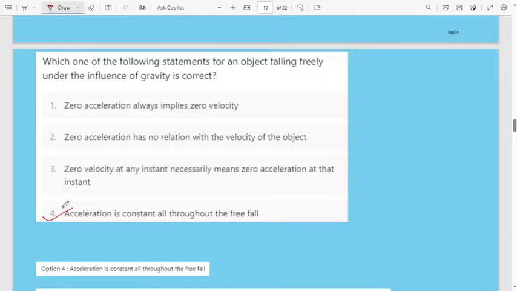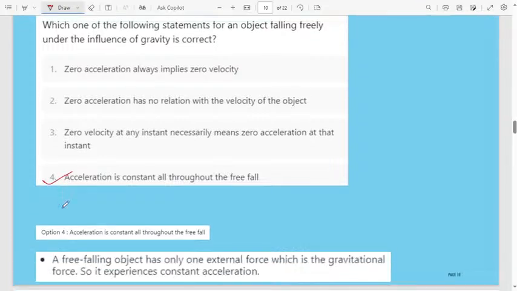When an object is freely falling, acceleration is constant throughout the free fall. Because I already told you, potential energy decreases and kinetic energy increases when an object is freely falling. In that case, what will happen? Acceleration will remain constant.